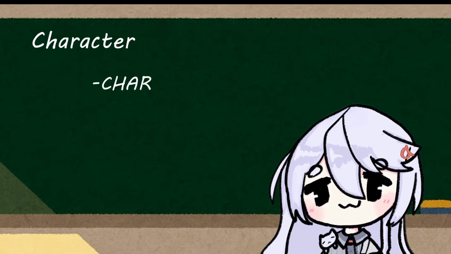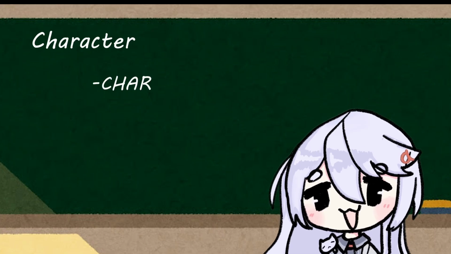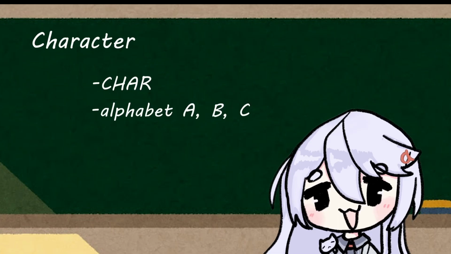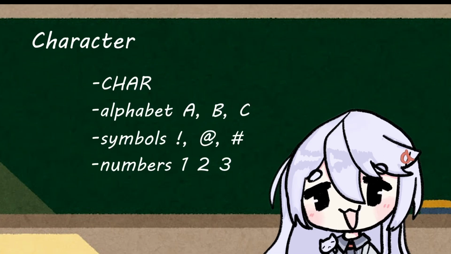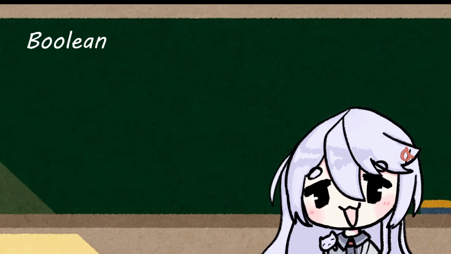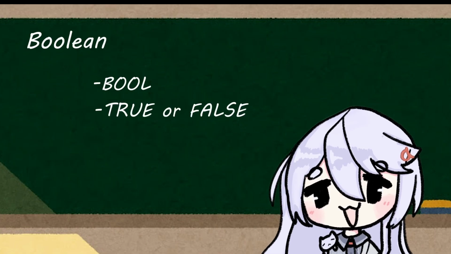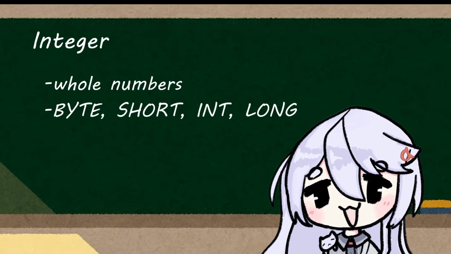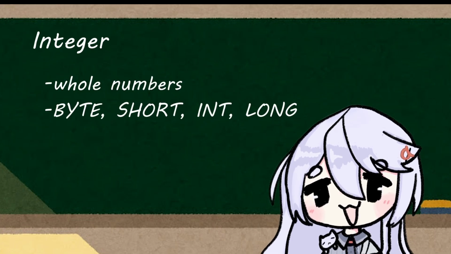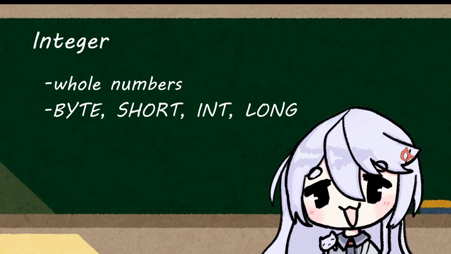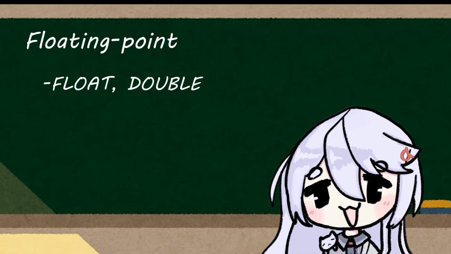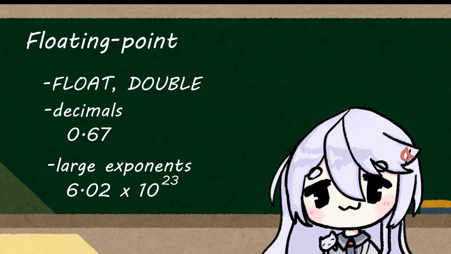Characters, or char, represent different characters. These can be letters of the alphabet, symbols, or even numbers. Booleans, or bool, just represents true or false. Integers are whole numbers. There are many kinds of integer types, but they just hold different maximum number values. Floating point types, like float and double, allow storing really small decimal numbers or really large exponent numbers.